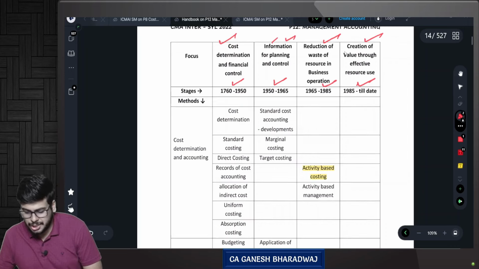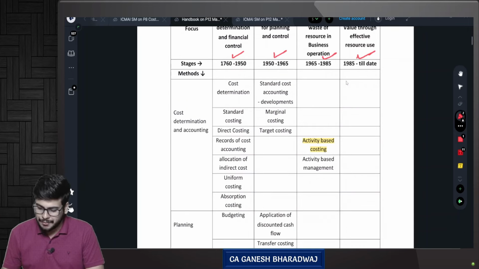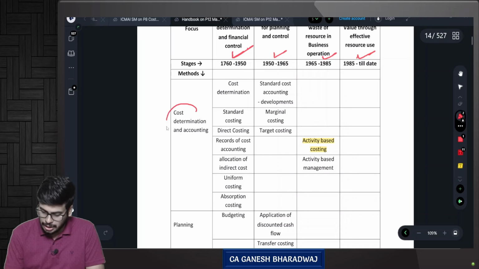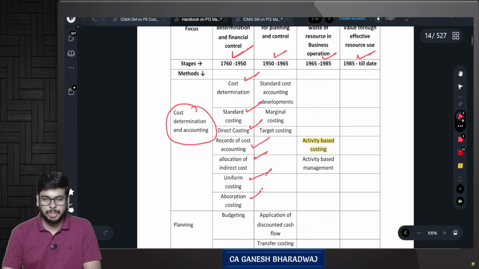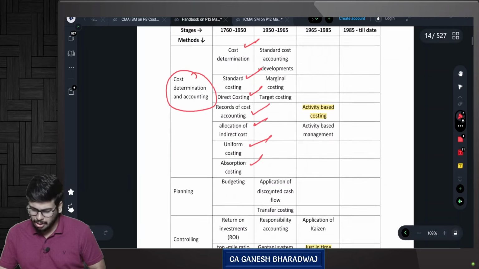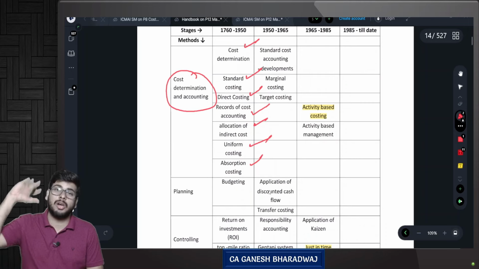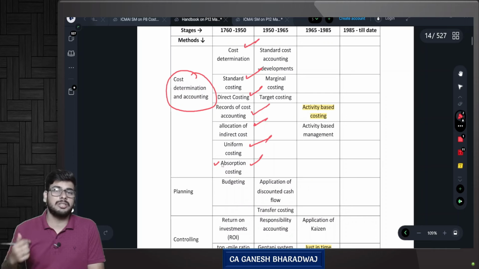So they have also mentioned what techniques were adopted during the respective period. If you see in the first phase, for cost determination and accounting, they used cost determination, standard costing, direct costing, records of cost accounting, allocation of indirect costs, uniform costing, absorption costing. These are some techniques that were utilized during that period of time. Typically speaking, these are all confined to cost accounting. If you see absorption costing and all, it's all mentioned in your cost accounting syllabus.